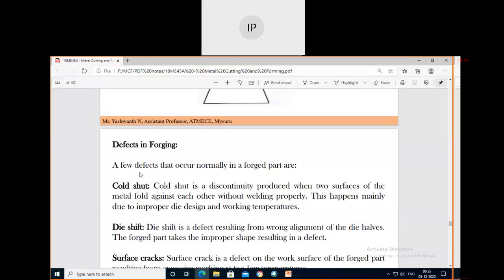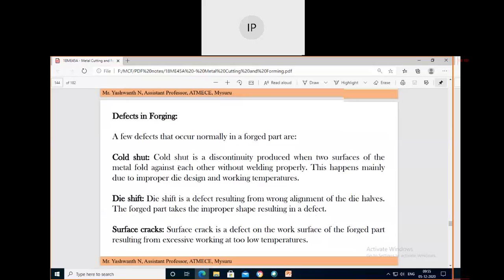Okay, so next we have the different defects in forgings. First one we have is the cold shut. This defect is nothing but a discontinuity produced when two surfaces of the metal fold against each other without welding properly. This happens mainly due to improper die design and working temperatures. If the design of the die is not proper and the working temperature is not maintained properly, some defect occurs in the workpiece, which we call the cold shut.